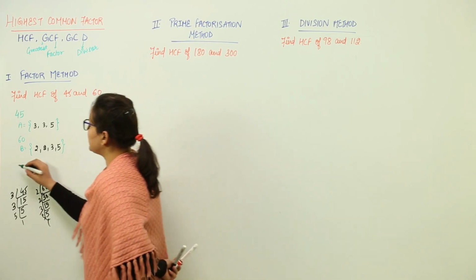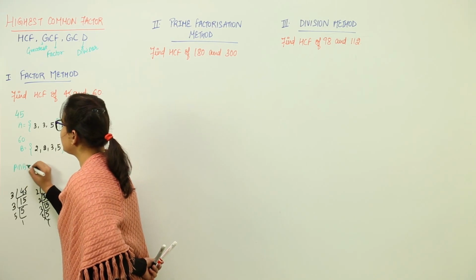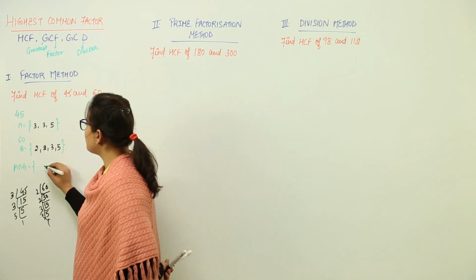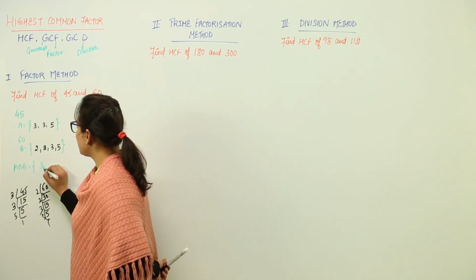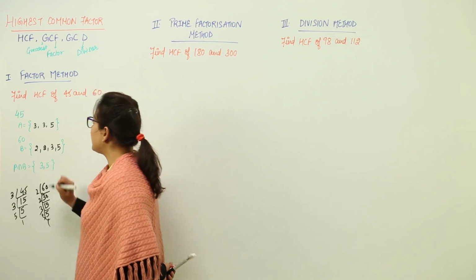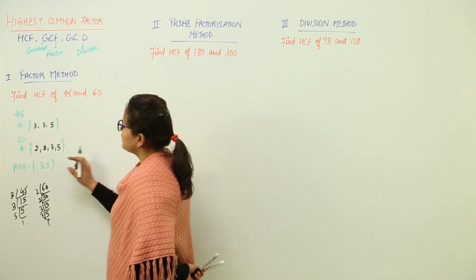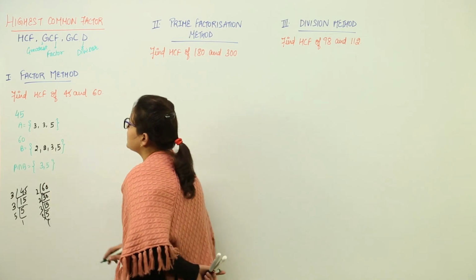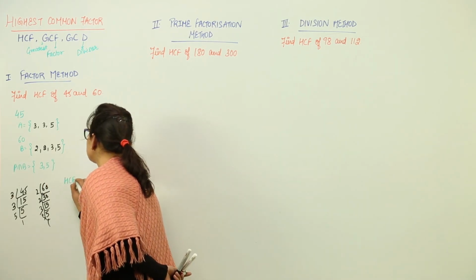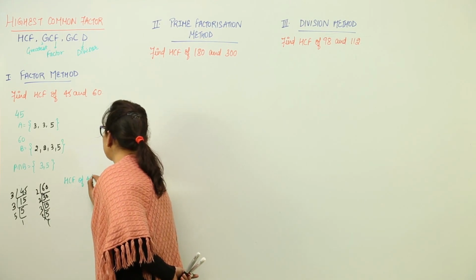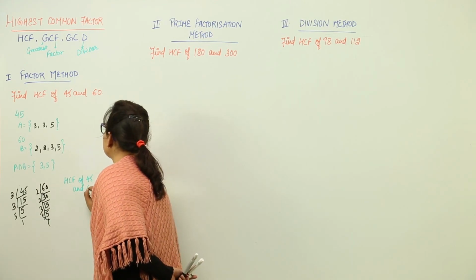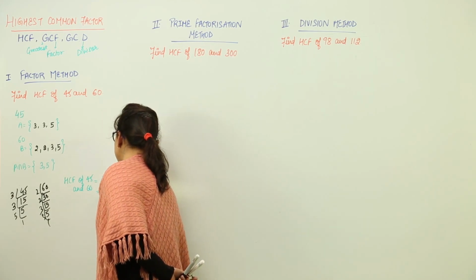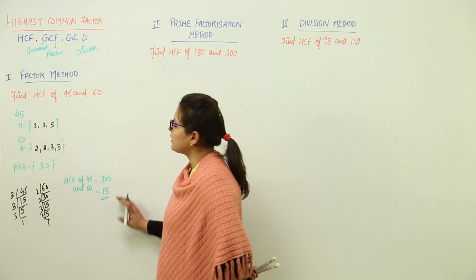Now we are going to find the intersection of the two sets. That will tell us the elements common to both. What are the elements common to both? We have 3 and 5 common to both, so the HCF of 45 and 60 would be 3 into 5, that gives you 15. That was for the factor method.